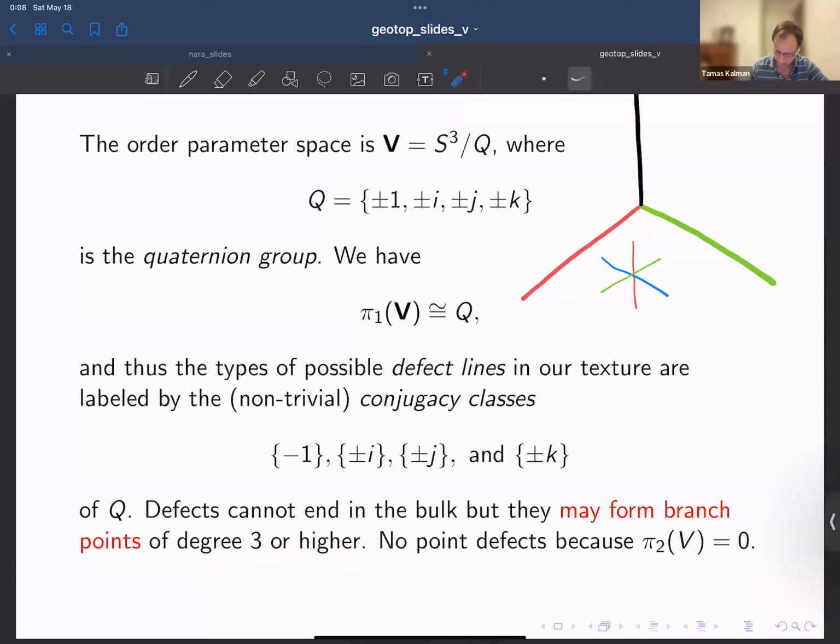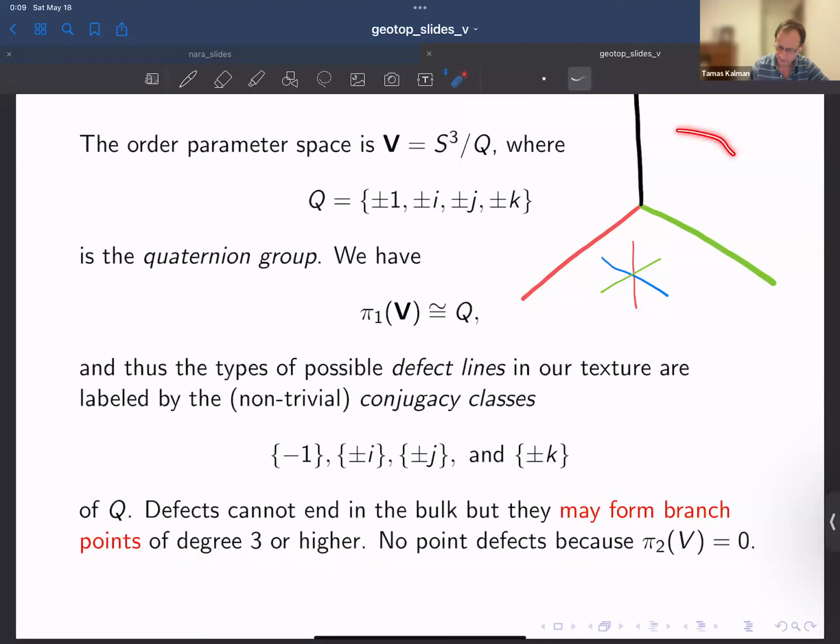Point defects actually do not occur in this system because pi 2 of this quotient space, the order parameter space. Oh, why is this not boldface? Should have been boldface. Sorry about that. Well, that's trivial. Pi 2 is trivial. Therefore, you do not get point defects. You only get these line defects.